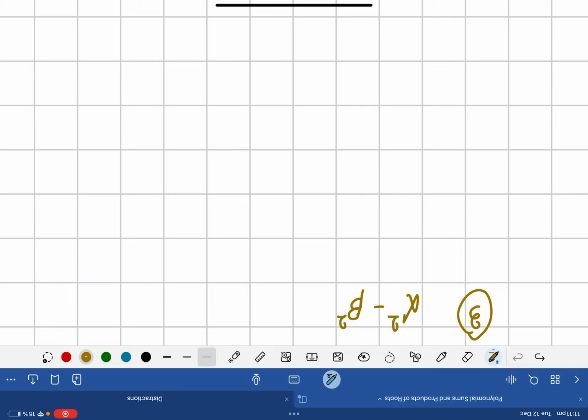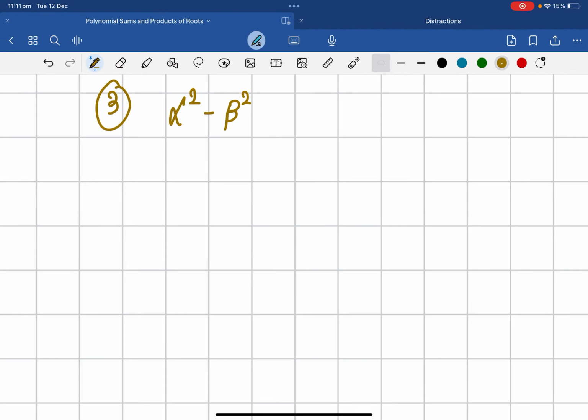Wait, can you guys see in the right orientation? You know what, I actually don't want to risk it.